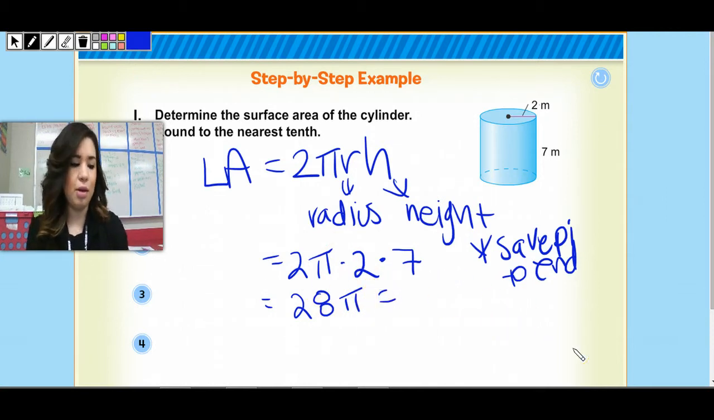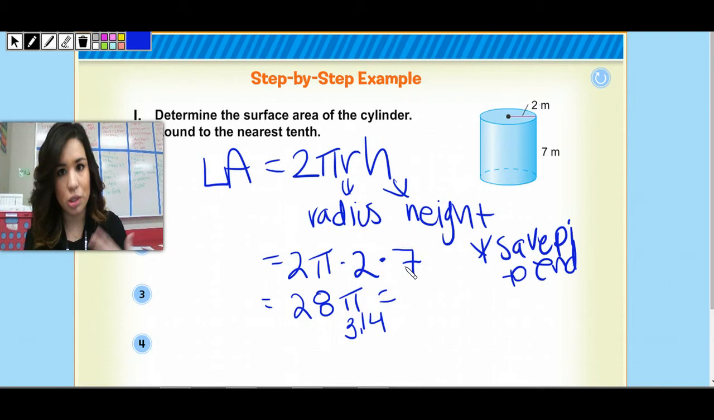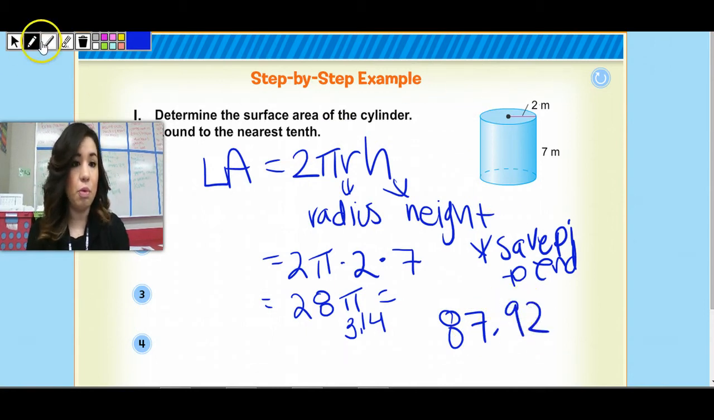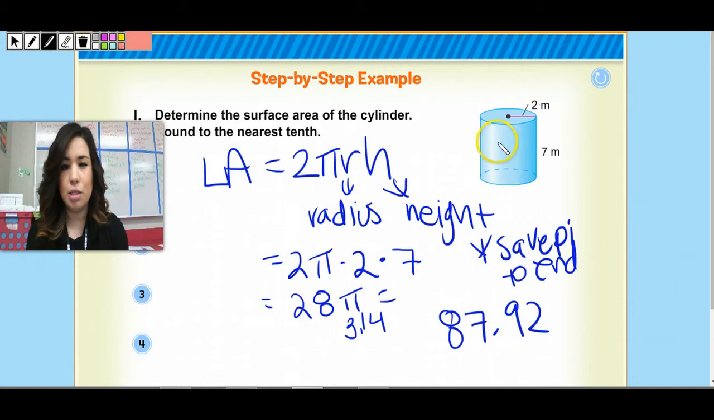So now I can get my calculator and do 28 times, and we won't be using the actual pi button here. We're going to use 3.14 because that's how the answer choice is normally calculated. So don't put the pi button in your calculator. We just enter 28 times 3.14, and we get 87.92. So remember, what we just found is the lateral area, everything right here. That pink rectangle part, that's all we found. We haven't done the bases yet.